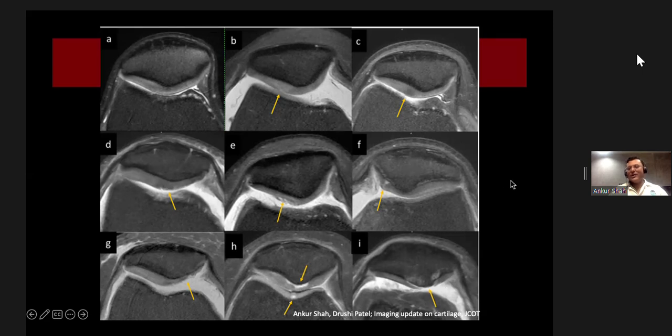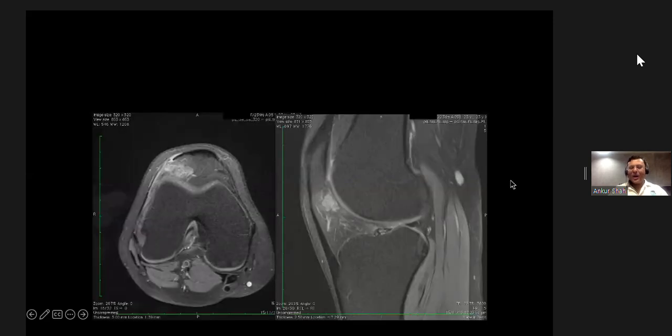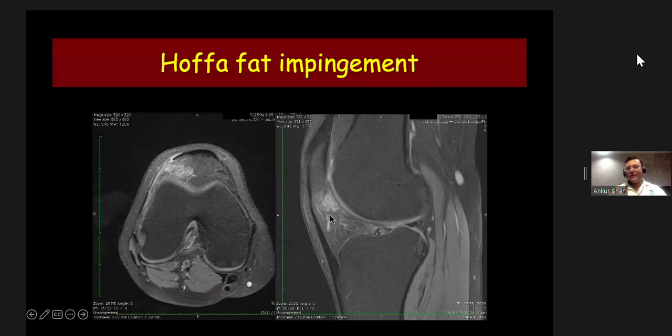So this is how we grade the cartilage injury. Another thing that we should look for in a patient who has anterior knee pain, when the rest of the MR may not show anything abnormal, is Hoffa's fat pad. Many times you might see areas of edema in the superolateral aspect of Hoffa's fat pad. And this is the appearance of Hoffa's fat pad impingement.